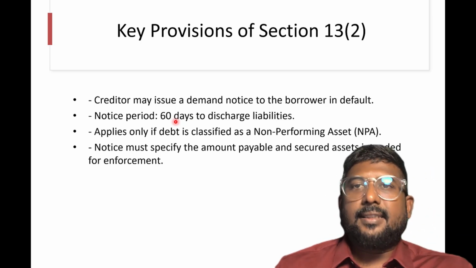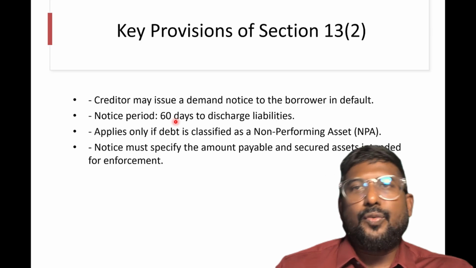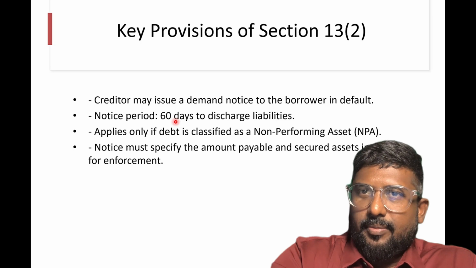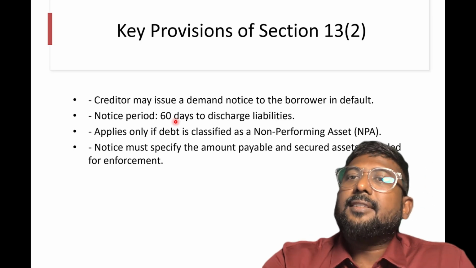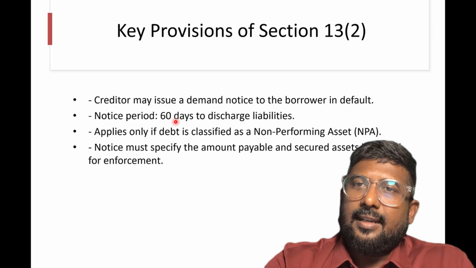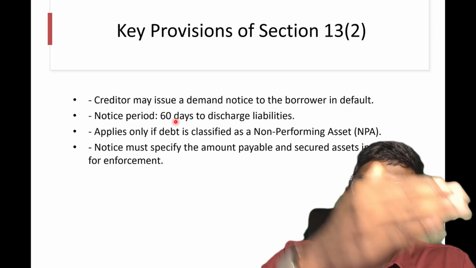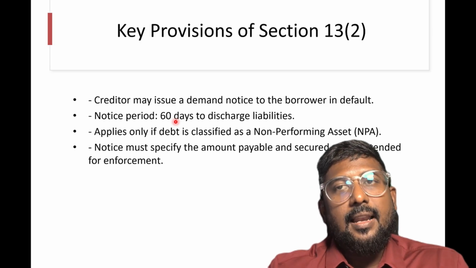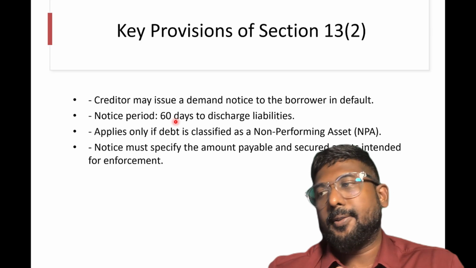Now, within the 60 days, what can happen? I'll give you this simple overview. Usually the demand notice will be issued, and who will be issuing it? That is the authorized officer. The authorized officer would be a person at least of scale rank 4 or above. He will issue a demand notice, and the demand notice will give time for at least 60 days.